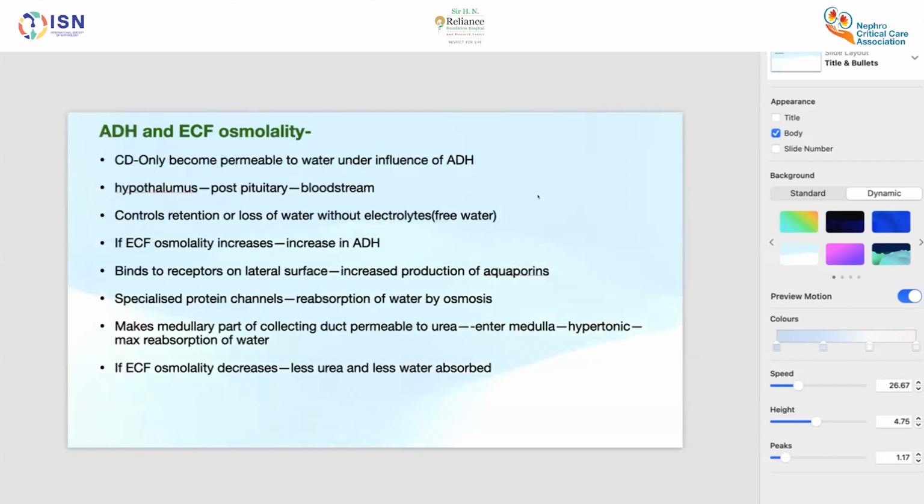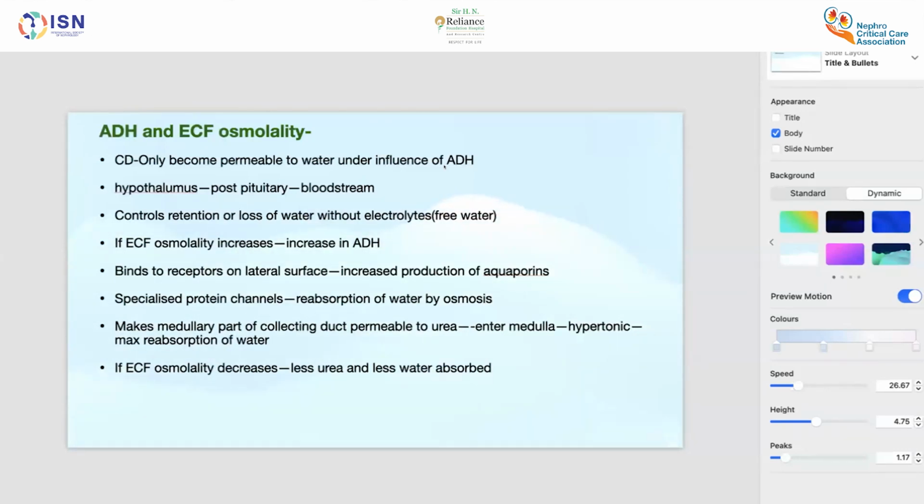Collecting ducts only become permeable to water under the influence of ADH. ADH is secreted by the hypothalamus, then from the posterior pituitary it comes into the bloodstream. It controls the retention or loss of water without electrolytes, that is, free water. If extracellular fluid osmolality increases, there is an increase in the antidiuretic hormone. This hormone binds to the receptors on the lateral surface of the collecting ducts, which causes increased production of aquaporins. The aquaporins are specialized protein channels which cause reabsorption of water by osmosis.